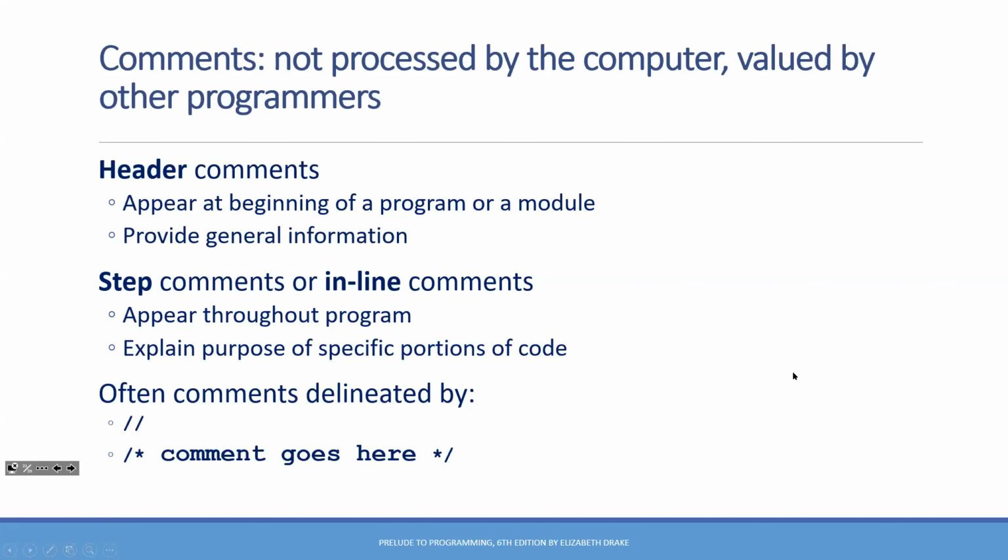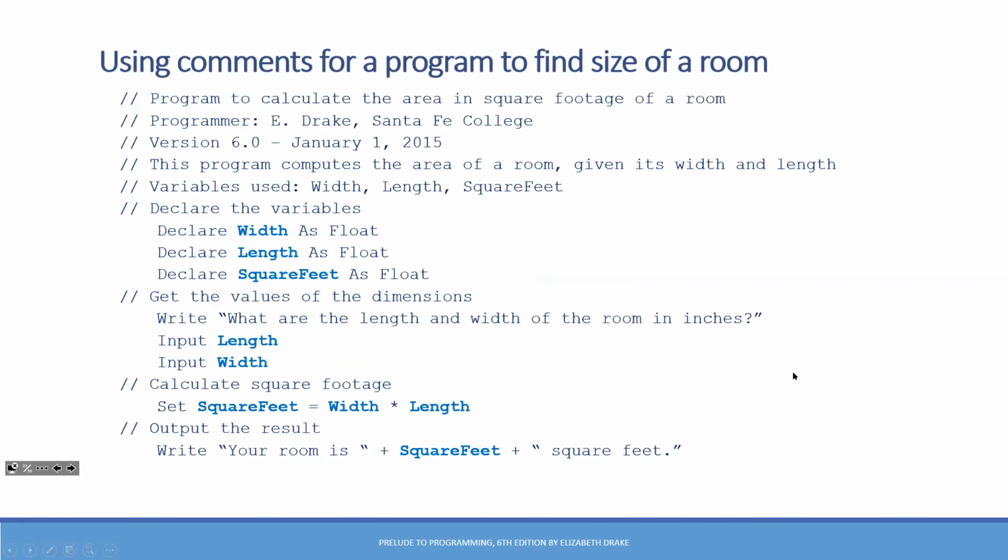And we'll get those comments first thing in your textbook, you'll see. Now here's a program that finds the size of a room. We don't care too much about it, other than looking up here are our header comments. It's got the programmer, the date, and then some definite information about the program. And then down here we have the step comments where we just have specific things commented.